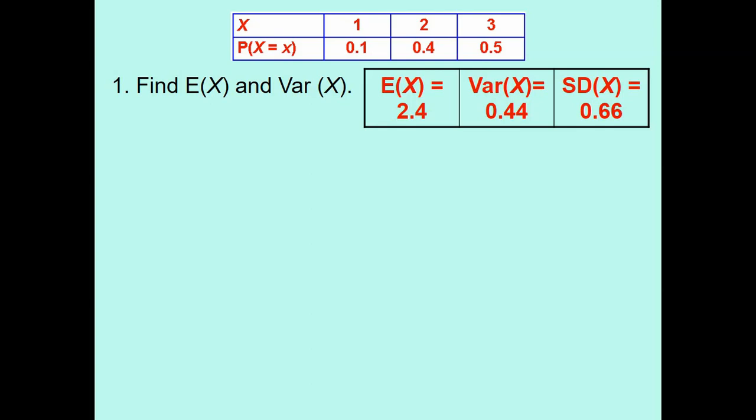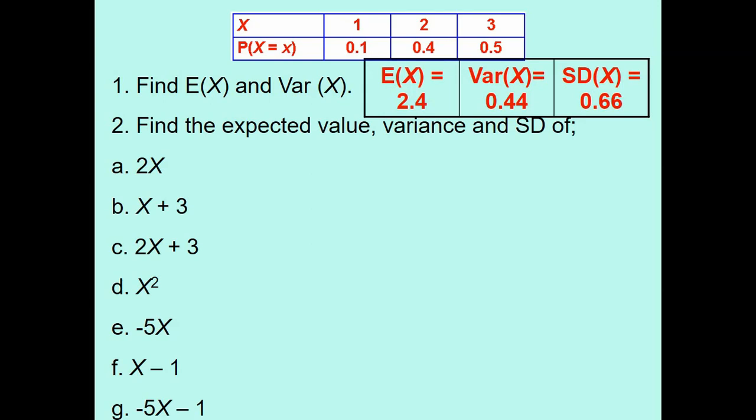It might be that you've learned how to do this on your calculator. By all means, for this next exercise, do feel free to use your calculator to speed things up if you want. Because what we're going to do now is try and find the expected value, the variance and the standard deviation of each of these functions of x, where x is the probability distribution that we started with at the top.